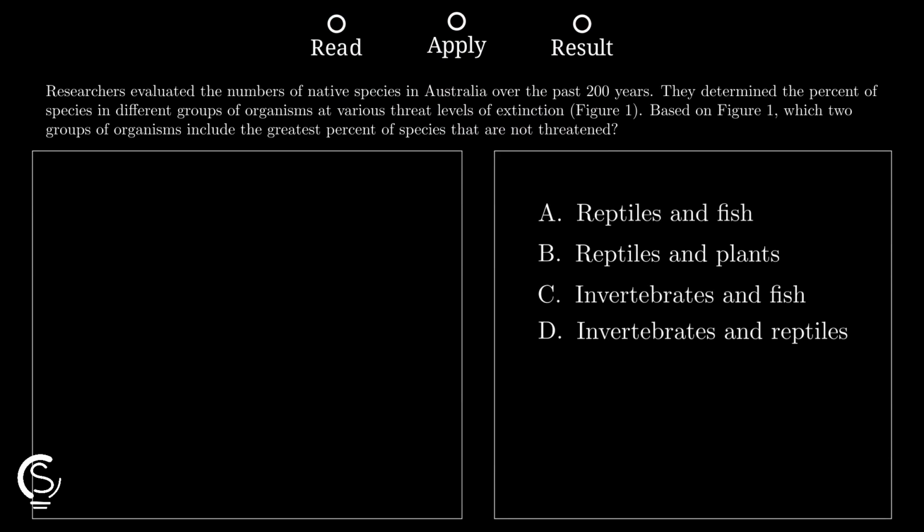Start by finding the part of Figure 1 labeled Not Threatened, because the question only asks which groups have the greatest percent in that category, not total species or another threat level.